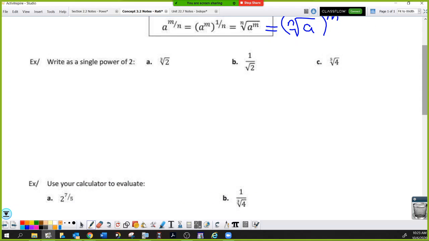Just like yesterday, we're going to write these things as powers of 2. Only now, these powers of 2 will be fractions. Well, for part A, that is simply the cube root of 2. So that is 2 raised to the 1/3. There it is. The 1/3 root of 2, or the 1/3 power of 2, excuse me.